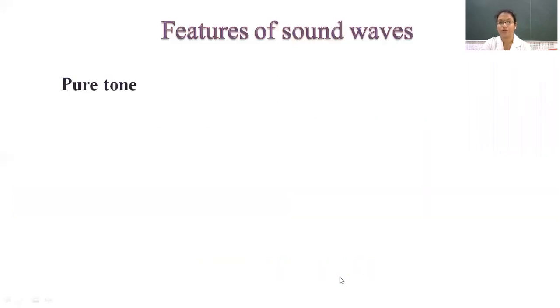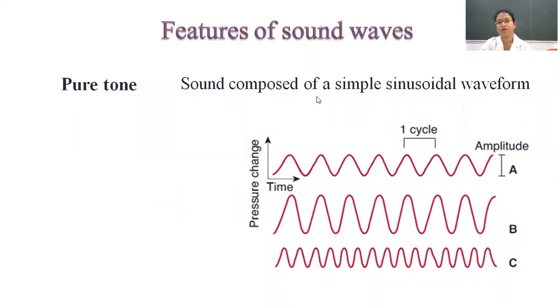Now coming to pure tone. Pure tone is nothing but a sound of a simple sinusoidal waveform. If you look at A here, all the waves are of the same size. If you compare A and B, the size is increasing in B, but the waves again are of the same size. So in pure tone, we will have one particular frequency.